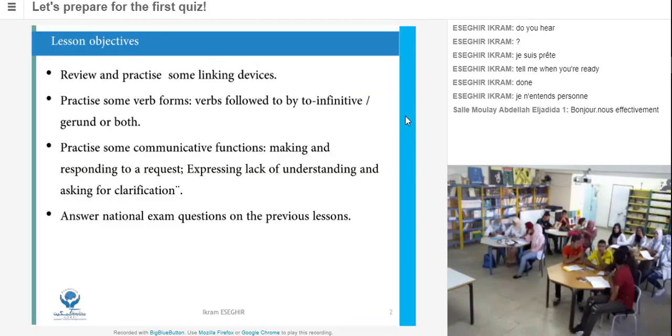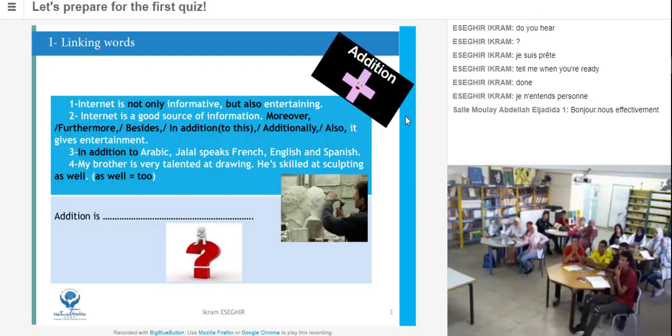Okay, so the first thing we are going to revise here are some linking devices or linking words expressing different functions. Then we are going to have a short review of verbs followed by to infinitive and verbs followed by gerund form and both. Then we are going to see some communicative functions like making and responding to requests, expressing lack of understanding and asking for clarification. We'll have a short vocabulary exercise. And when practicing, we are going to try to answer some national exam questions on the lessons that I have presented here. So the first item we are going to talk about is linking words.